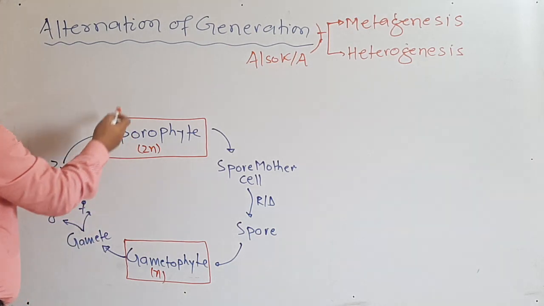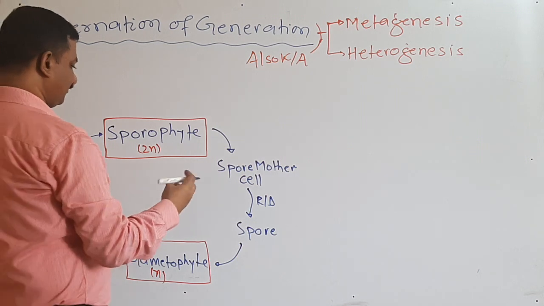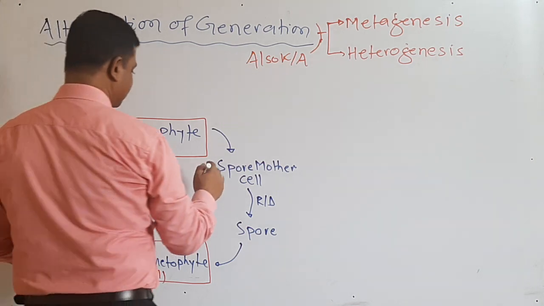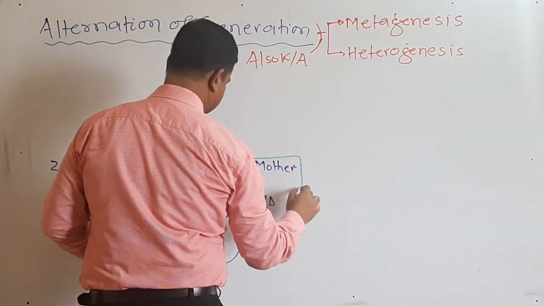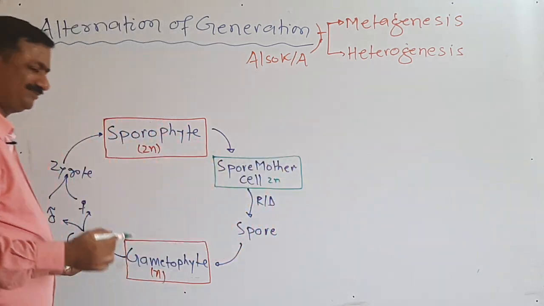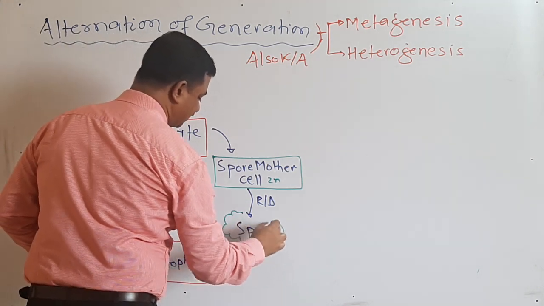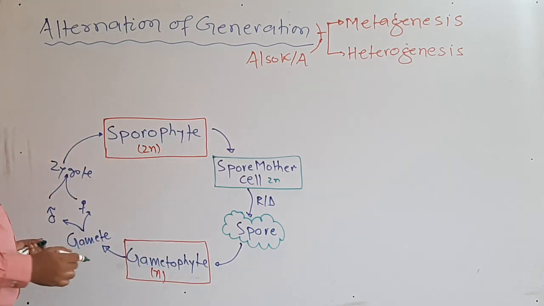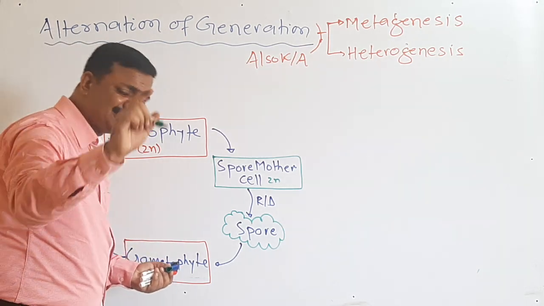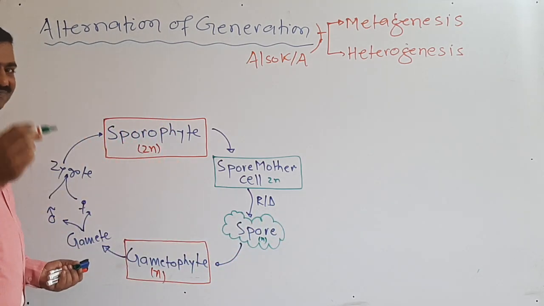Now, in this alternation of generation, what you are finding is that first we have sporophyte, 2n body, diploid body, and it is going to form this spore mother cell. Again, this spore mother cell is 2n. After that we have a very important structure. This is called spore. And there is meiosis, reduction cell division. Now we have only a single set of chromosomes. So it is n body, yes, it is haploid body.